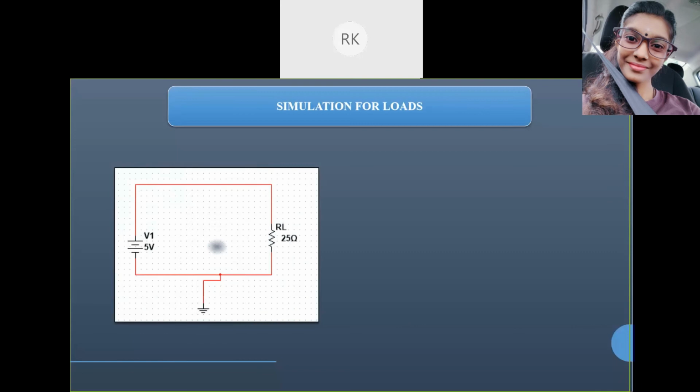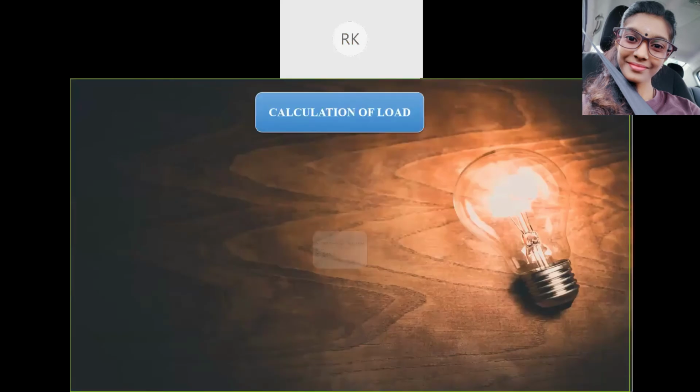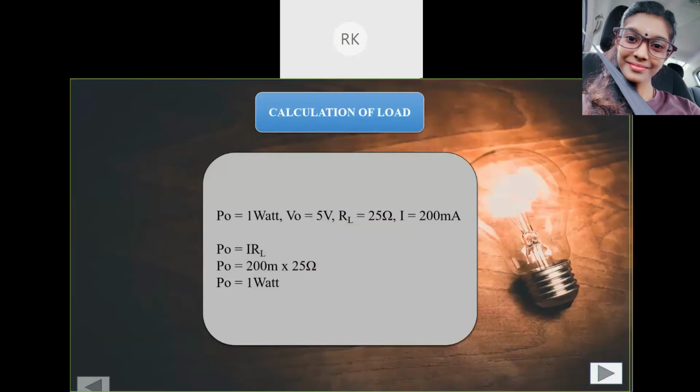Next, this is the circuit we use for the load, and we use RL is 25 ohm, and we get 1 watt, and the I we got is 200 milliampere. Next, this is the formula which I use to get the 1 watt: power out equals I squared RL, and we got 1 watt.